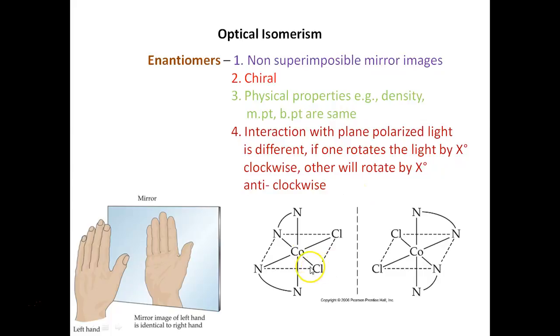So this is an example. Say if this is taken as ethylenediamine, so cobalt bis dichloro bis ethylenediamine cobalt 2 forms an optical isomerism. They have their optical isomers in octahedral geometry.